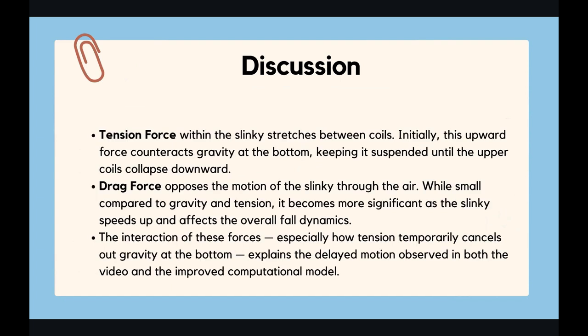And here are some of the general conclusions. So tension force within the slinky stretches between coils. Initially, this upward force counteracts gravity at the bottom, keeping it suspended until the upper coils collapse downward. Then drag force opposes the motion of the slinky through the air. While small compared to gravity and tension, it becomes more significant as the slinky speeds up and affects the overall flight dynamics. Then, the interaction of these forces, especially how tension temporarily cancels out gravity at the bottom, explains the delayed motion observed in both the video and the improved computational model.